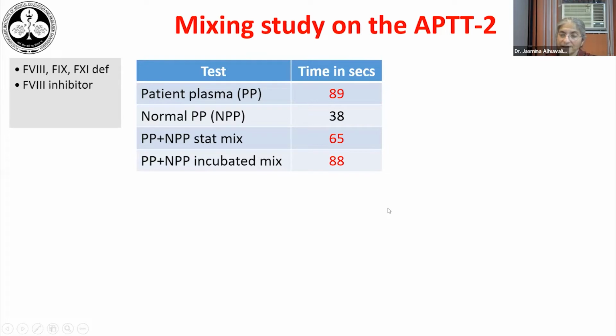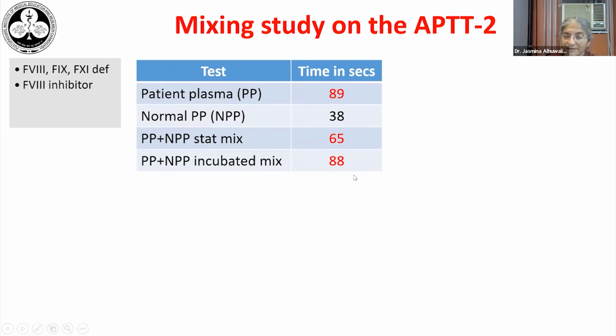When we have an inhibitor, the next thing we have to decide is whether it is an immediate acting inhibitor like lupus anticoagulant or factor 9 inhibitor, or it is a time-dependent inhibitor like factor VIII. So for that, we repeat the mixing study by incubating the mixture of patient normal pooled plasma for 2 hours and doing an immediate mix as well. So in this, we can see that both of these clotting times have not come back to normal.